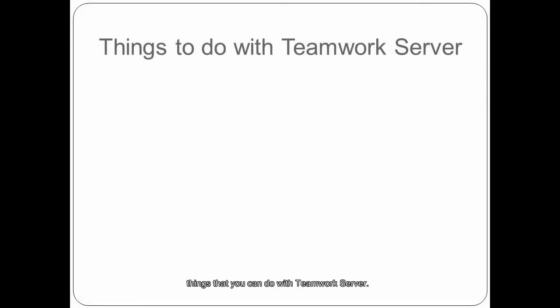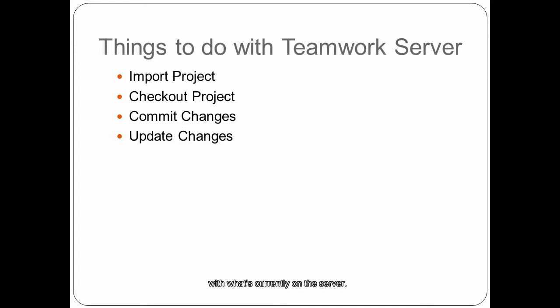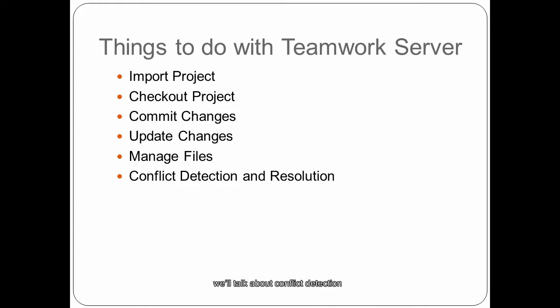Next, we'll talk about things that you can do with Teamwork Server. They include Import Project, which is sending a project to the server, Checkout Project, to get a copy to your local machine to work on, commit changes, which is to send changes from the local machine back to the server, update changes to update the local copy with what's currently on the server, manage files other than the diagrams, support documents such as a sales order template or a checklist. Finally, we'll talk about conflict detection among different diagram versions and how to resolve when it occurs.